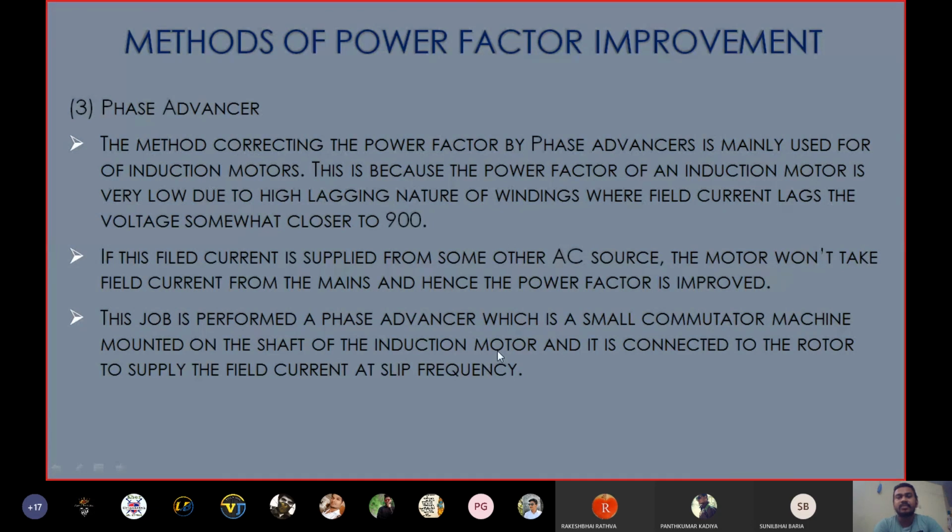It is mounted on the shaft of the induction motor and it is connected to the rotor to supply the field current at slip frequency. Where is it connected? It is connected to the rotor. And what is the function? To supply the field current at slip frequency. It will supply the current to the rotor at slip frequency. This is the phase advancer.